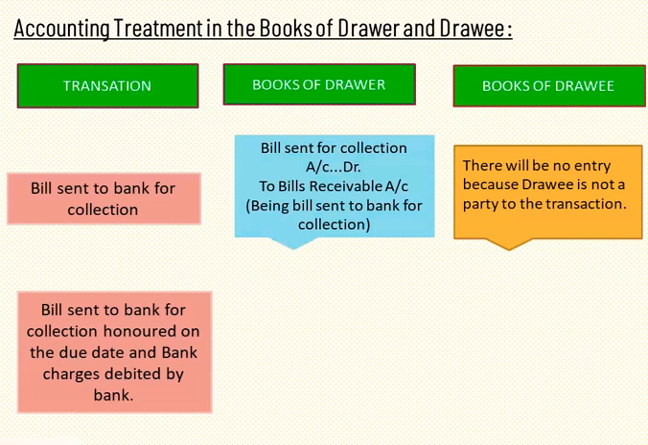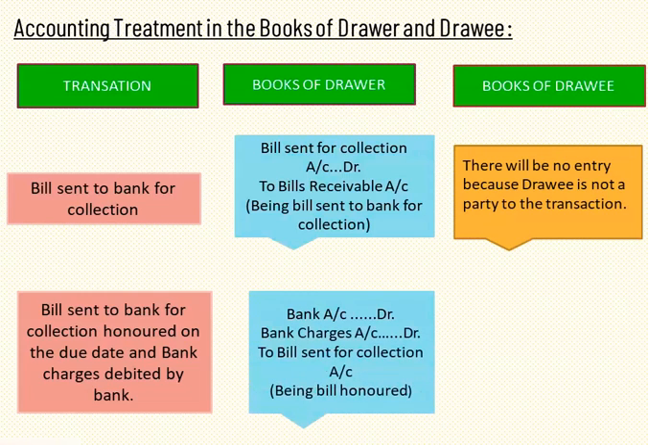Now let us see the journal entry in the books of drawer here. Bank account debit, bank charges account debit, to bill sent for collection account. Now, bank account means what? Here money is going to be deposited into the business bank account, and bank charges are expenses from the drawer's point of view, and therefore bank charges have been debited. And here, to bill sent for collection account, that means the bank is the giver. We had sent the bill to the bank, now the bank is giving, and therefore to bill sent for collection account.